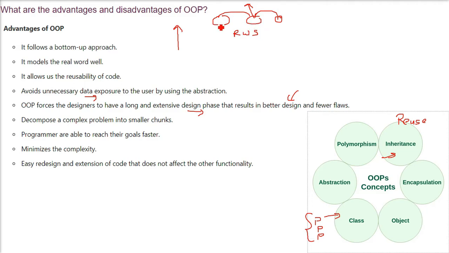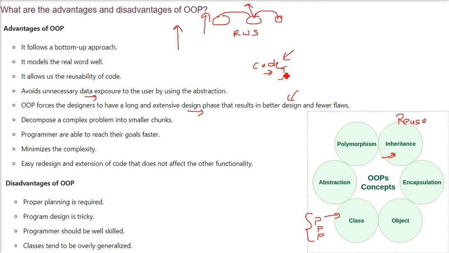So we decompose a complex problem into smaller problems and then we deal with them. Programmers are able to reach their goals faster. The complexity is less because everything is quite clean and defined. Code is easy to redesign and extend without affecting other functionality. For example, at the maintenance phase, when some changes are needed, you know that this class and this function are there. What is the cohesion? What is the coupling? You know it and you can change it.